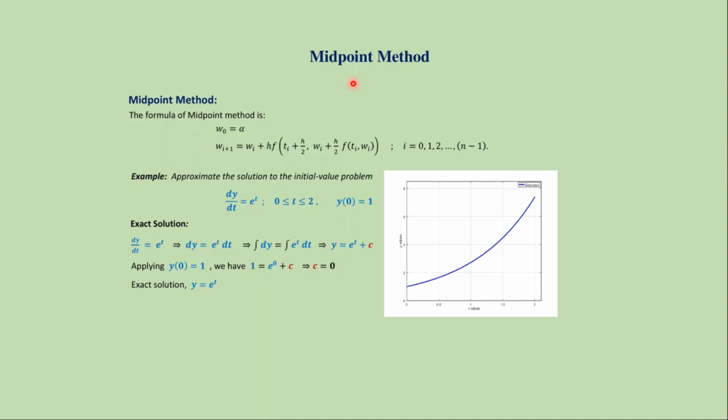In this video, we will learn the MATLAB code for midpoint method. The formula for midpoint method is this one, where i varies from 0 to n minus 1.